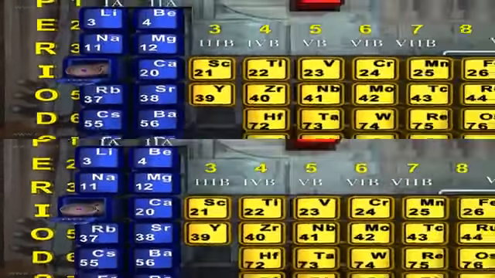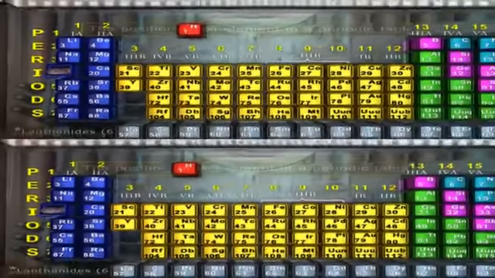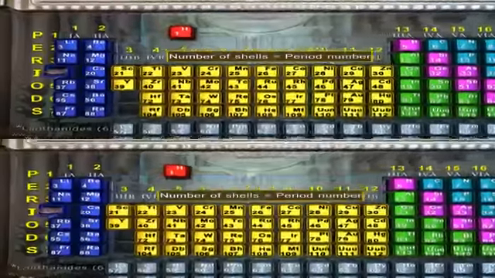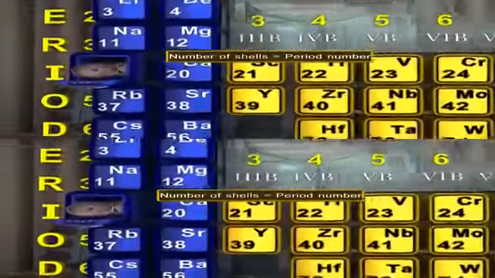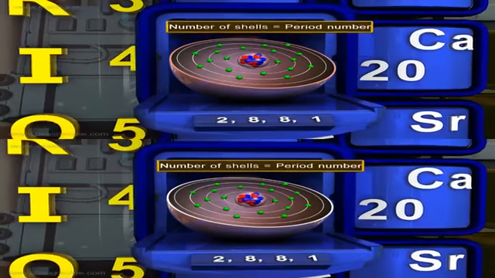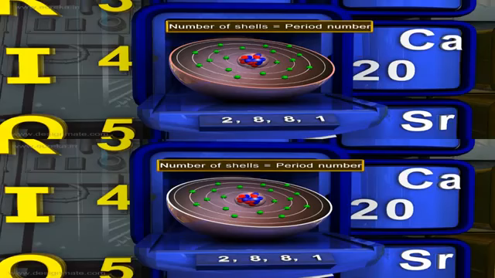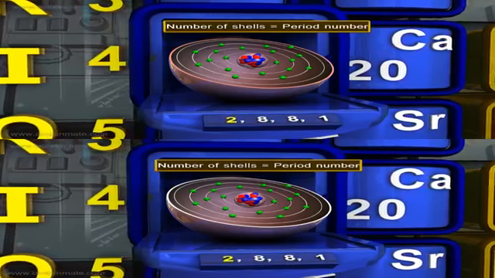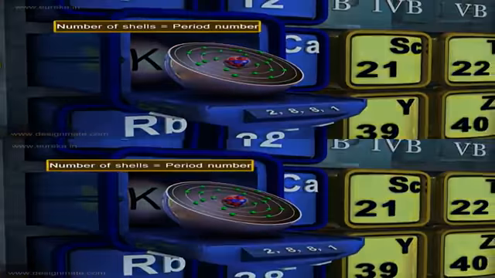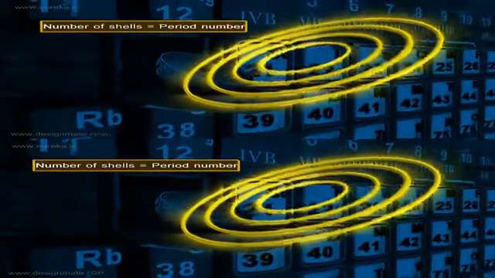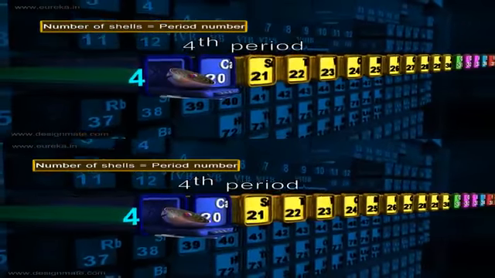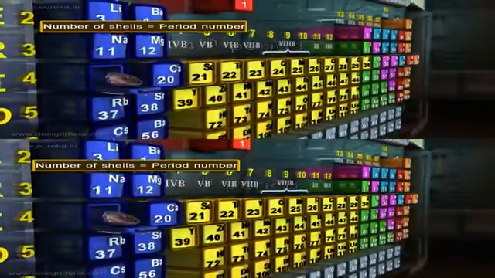The electronic configuration of an element also helps us to decide the position of an element in a periodic table. The number of orbits or shells denote the period to which that element belongs. Let's continue with the same example of potassium. Its electronic configuration is 2, 8, 8, 1. This means there are 4 shells in an atom of potassium, and therefore it belongs to the fourth period of the modern periodic table.